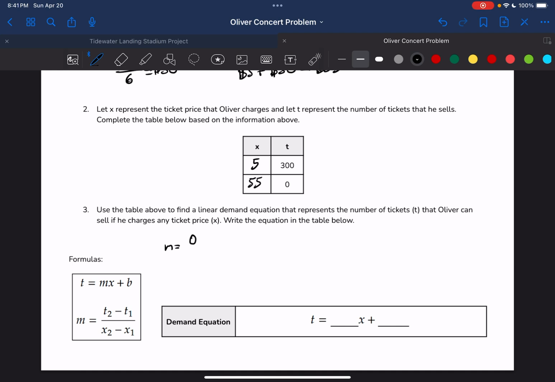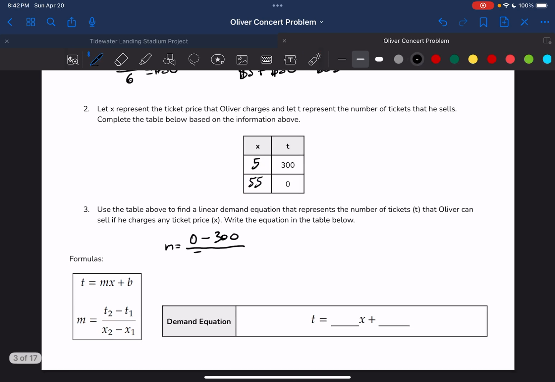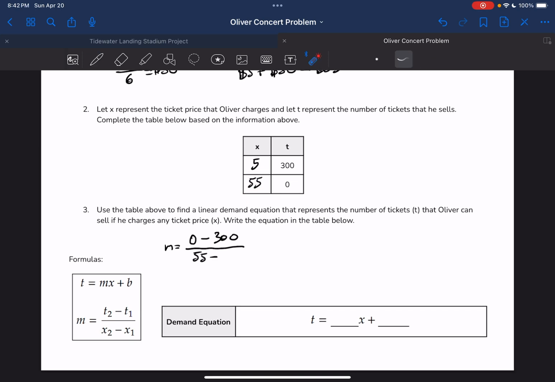That would be 0 minus T1, that's right there, minus 300 over X2, that's 55, minus X1. X1 is 5. If we do that, we're going to get negative 300 over 50. Negative 300 over 50, that's negative 6.